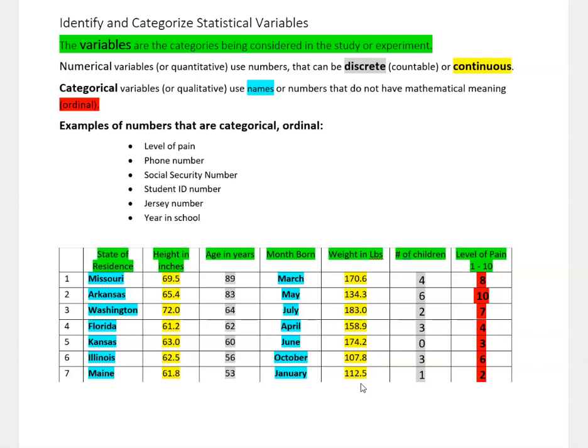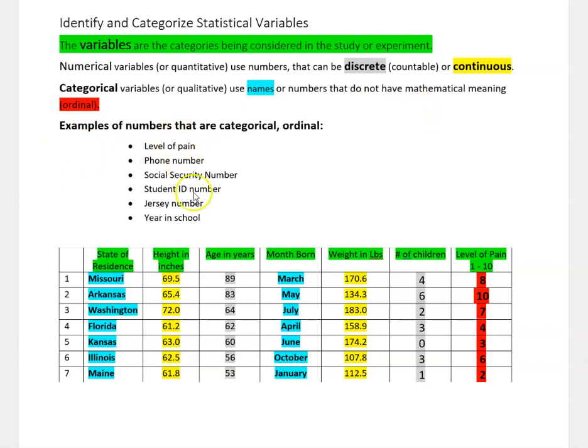Categorical variables are qualitative, also known as qualitative, and they can just use names such as the month of the year, or the state you were born in, or if you're a sophomore, junior, or senior, something like that. And they can also use numbers, but they're numbers that don't have meaning. We call those ordinals, and those are kind of more complicated to understand sometimes.